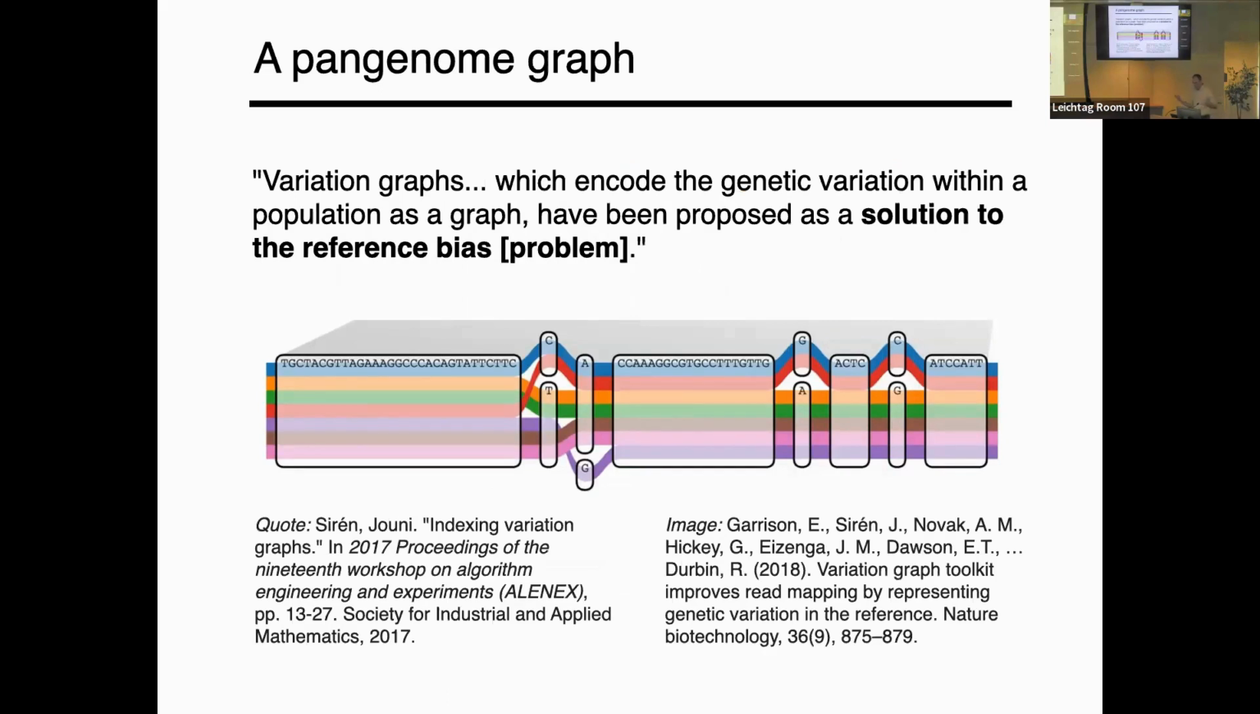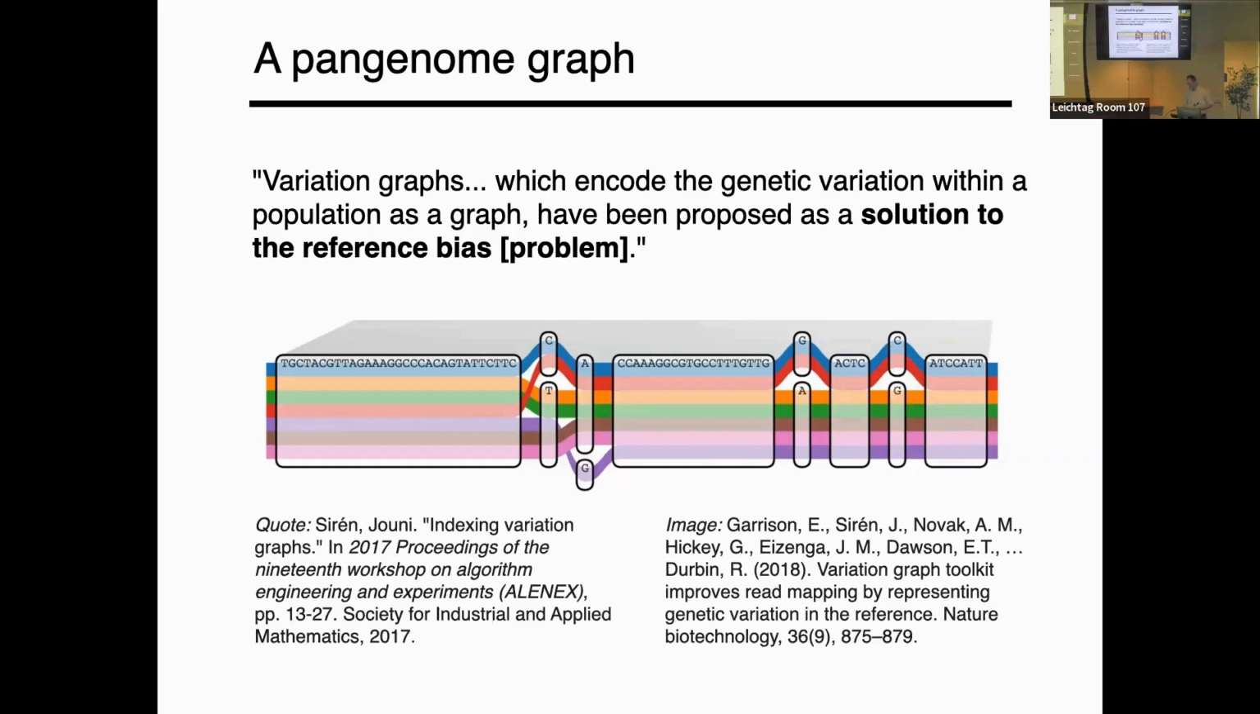And my point here is that we're all trying to solve the same problem, right? So the VG graph, the pangenome graph that comes from the VG project, is an example of an index data structure that is trying to overcome the reference bias problem. This is the stated purpose for the graph pangenome.